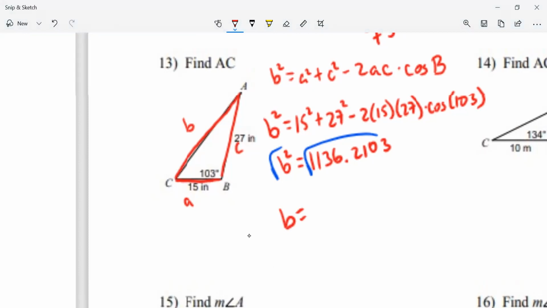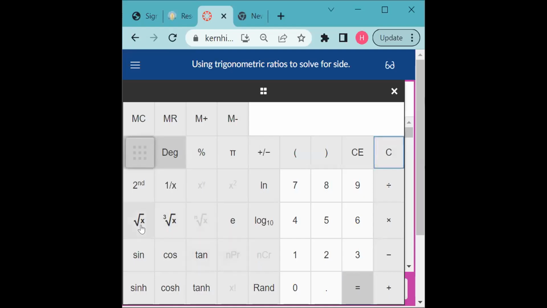Let me come back to my calculator. Let me clear this out. Square root is right here. You guys see it? It even says SQRT. So square root of 1136.2103. And it says 33.70. Okay.